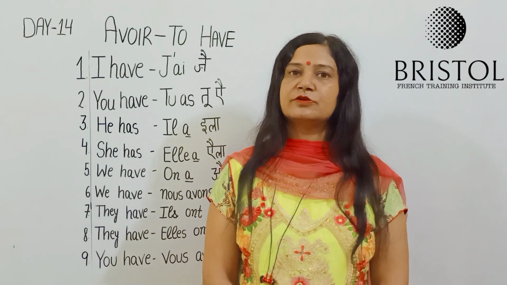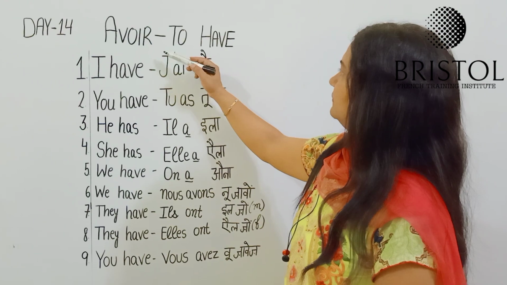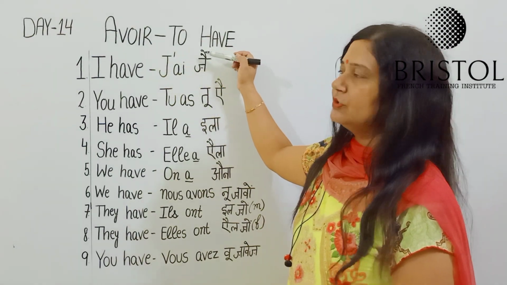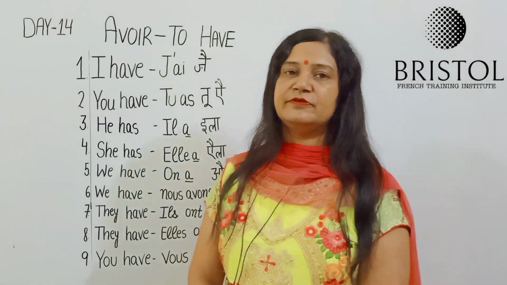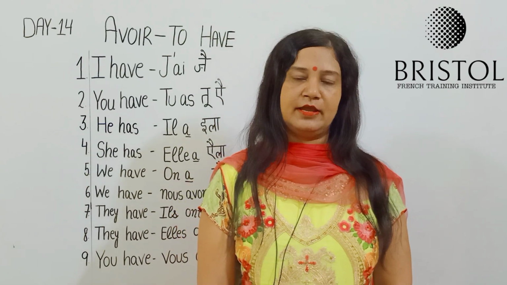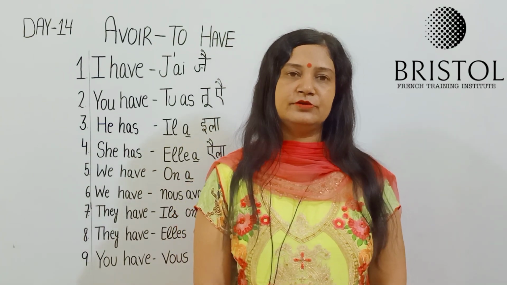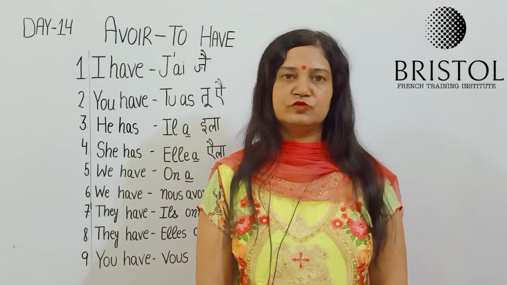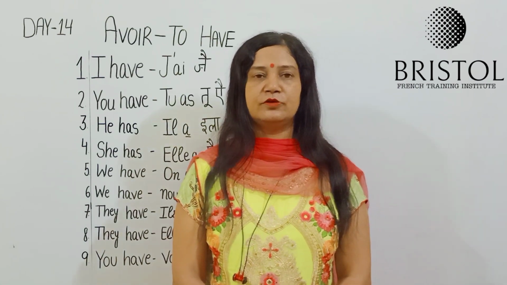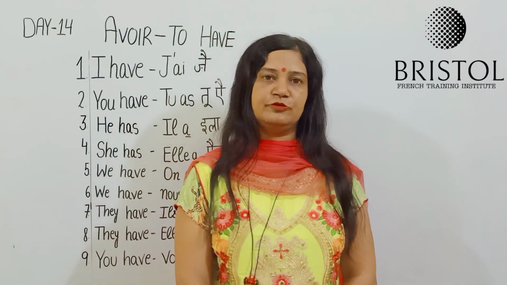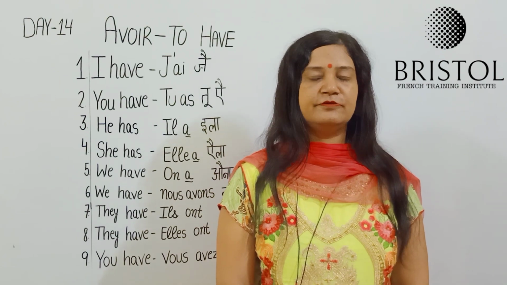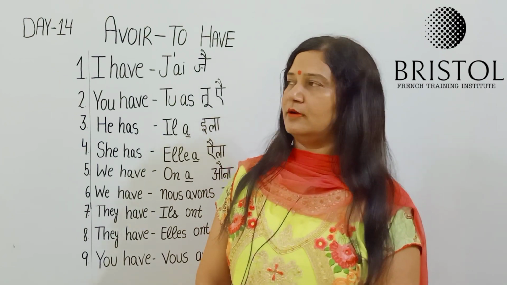Today we are going to learn about the verb avoir. Its meaning is "to have". In the previous video we learnt about the verb être. I have already told you that être and avoir are two important auxiliary verbs in the French language and are the basis of French grammar. Now let's start.